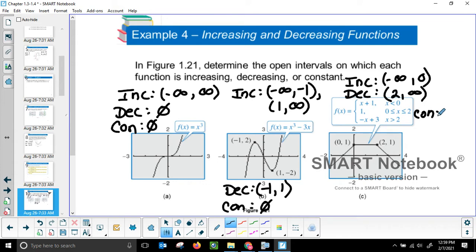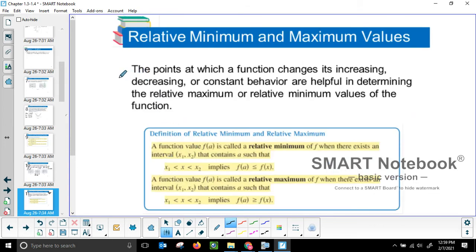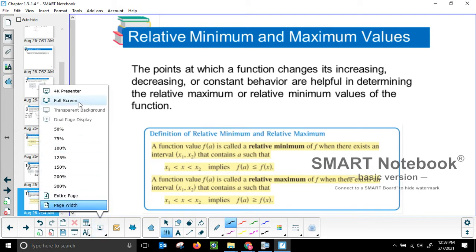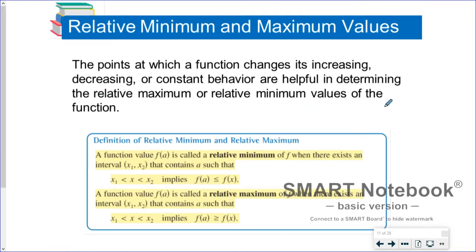And this graph is constant from 0 to 2. Remember, we only care about x coordinates. No need for anything involving the y coordinate whatsoever. All right, so again, here is a very technical mathematical definition of relative minimums and relative maximums. I don't think it's very beneficial for you, with your limited mathematical knowledge at this point, to really worry about these very technical definitions.